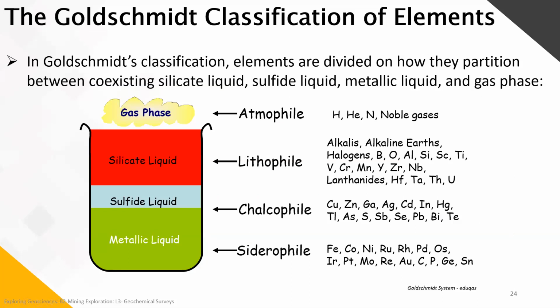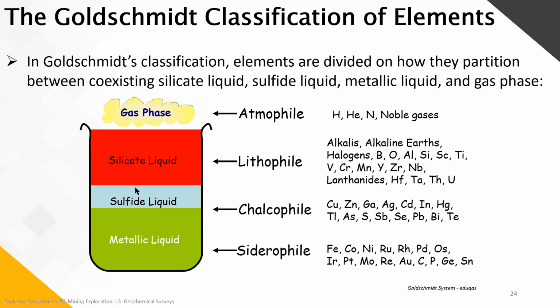among themselves. So based on Goldschmidt's classifications, we can see that these elements were divided on how they partition between coexisting silicate liquid, sulfide liquid, metallic liquid, and gas phase. The gas phase are what we call the atmophiles, or atmosphere. So it combines the noble gases, including hydrogen and helium. We have then the lithophile, which are the silicate liquid, which combine everything that has to do with the alkalis and the alkaline earths.